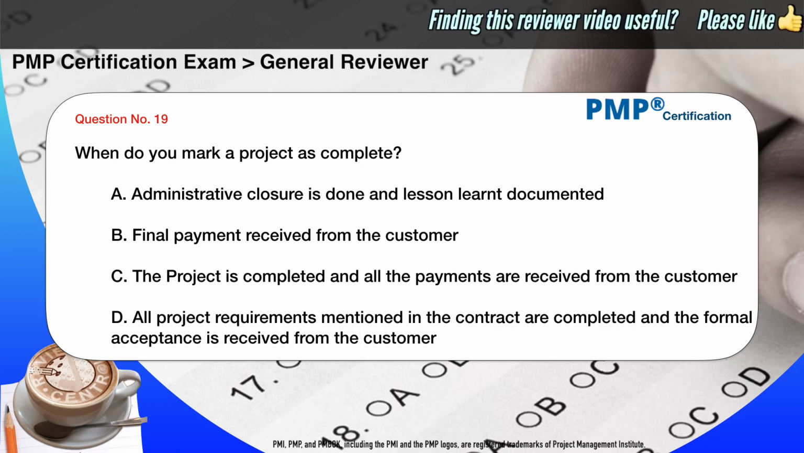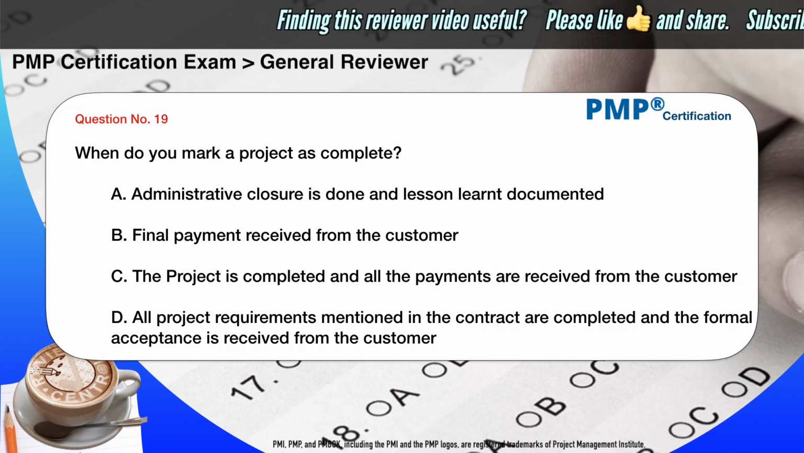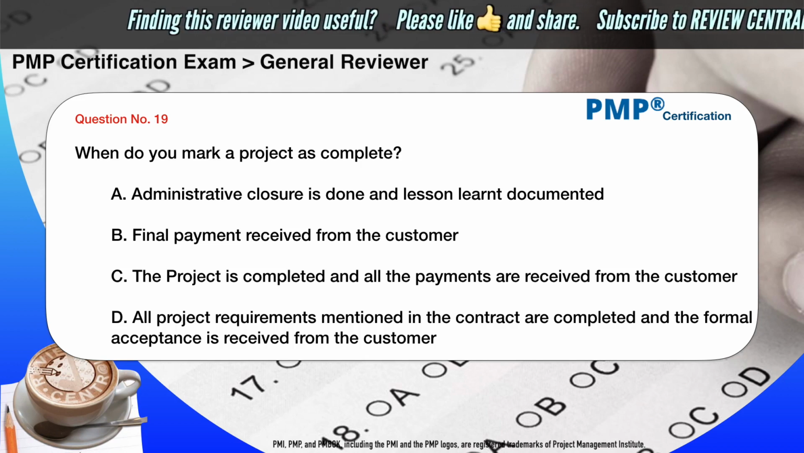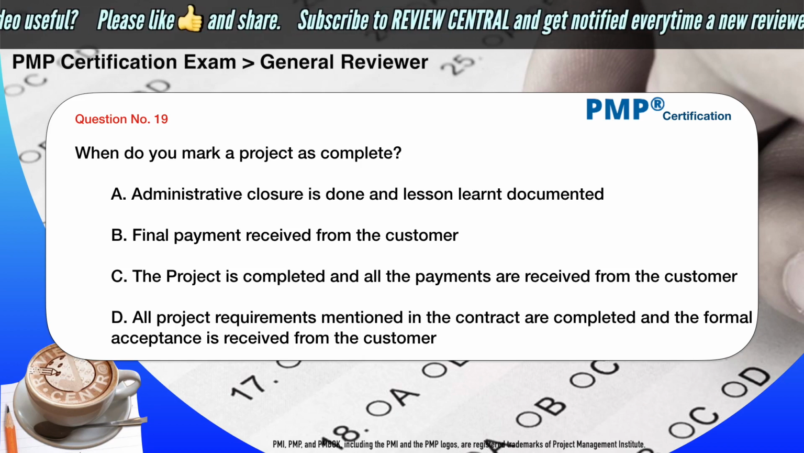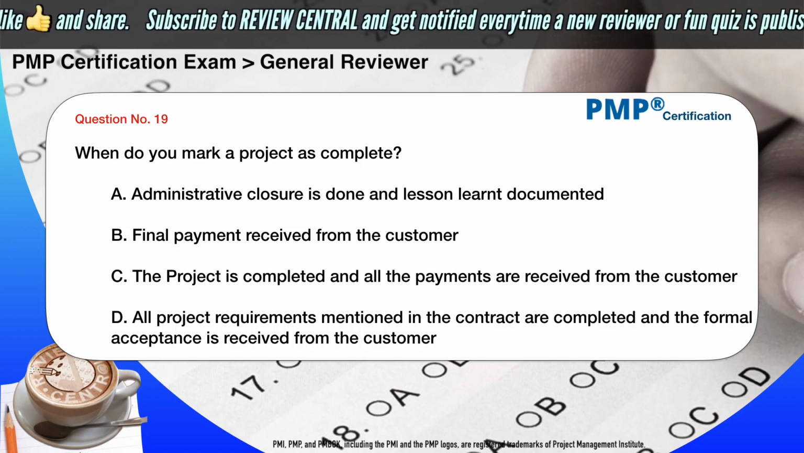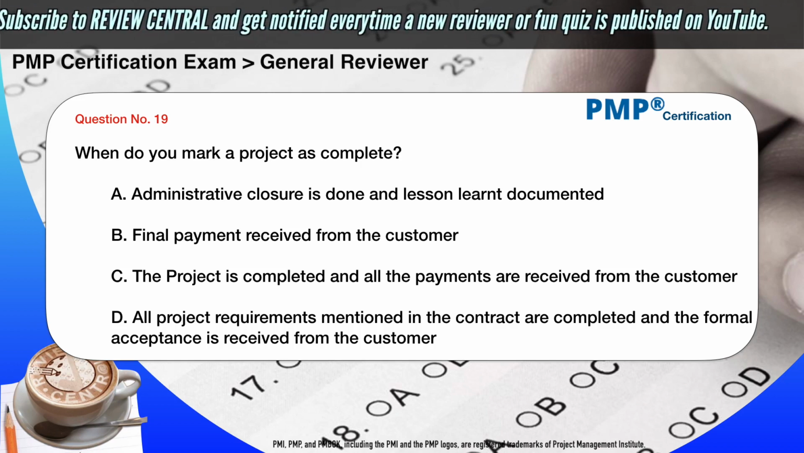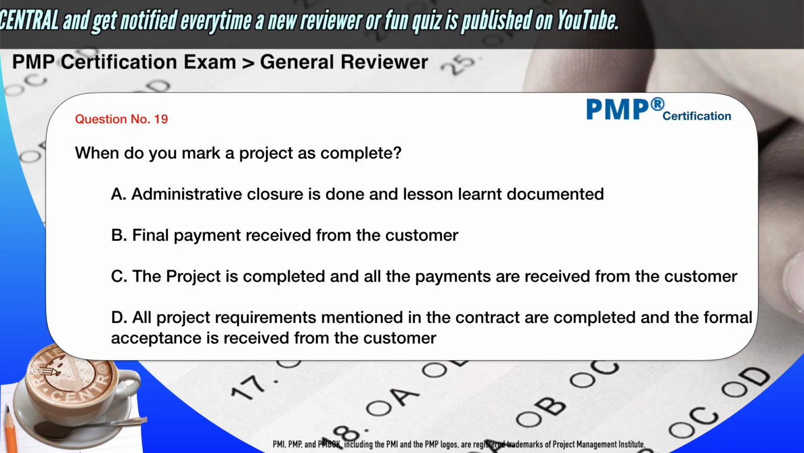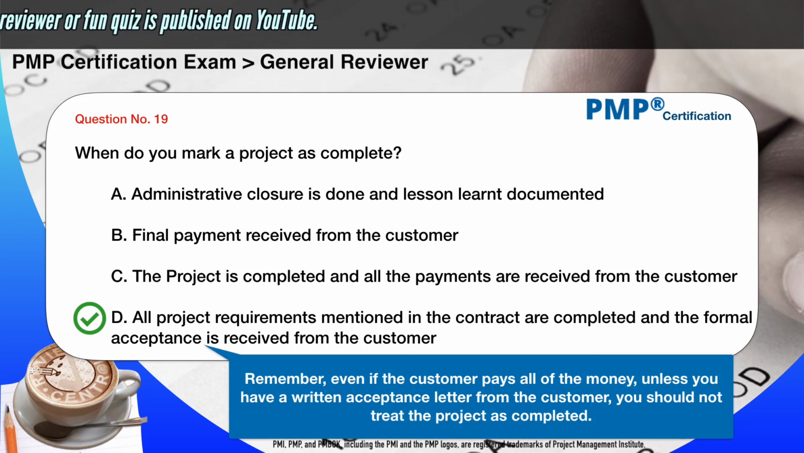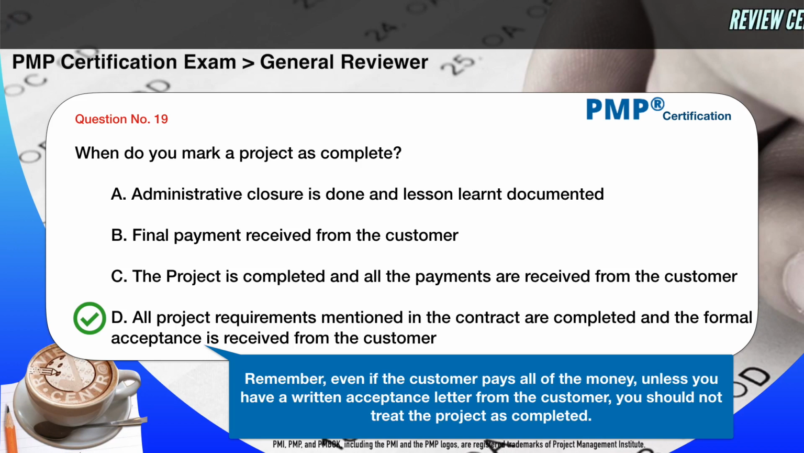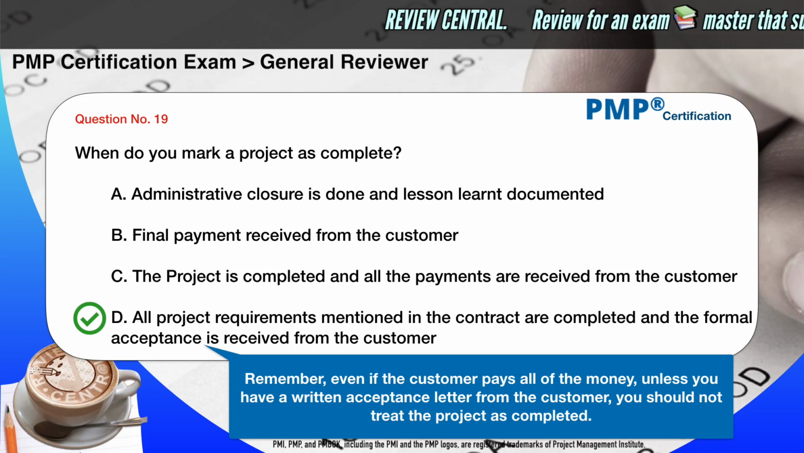When do you mark a project as complete? A. Administrative closure is done and lessons learned documented. B. Final payment received from the customer. C. The project is completed and all the payments are received from the customer. D. All project requirements mentioned in the contract are completed and the formal acceptance is received from the customer. The correct answer is D. All project requirements mentioned in the contract are completed and the formal acceptance is received from the customer. Remember, even if the customer pays all of the money, unless you have a written acceptance letter from the customer, you should not treat the project as completed.